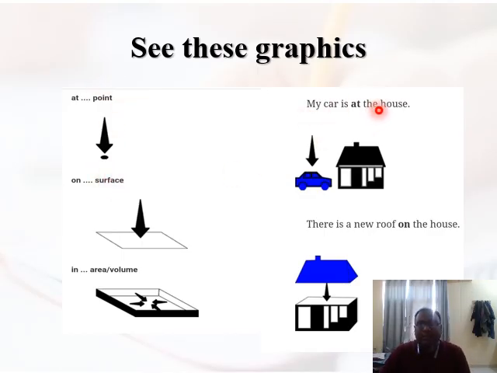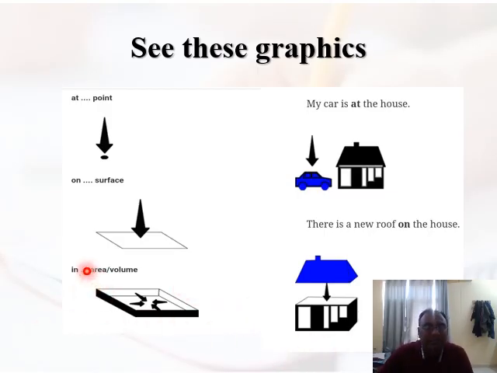Clear? My car is at the house. That means my car is standing at a fixed position beside my house. So at is very exact location, or you can say exact time. On. On is used to show a position touching the surface. A position touching the surface. Like there is a new roof on the house. So this is the house and the roof is here. And roof always sits here touching the total building. That is the on.